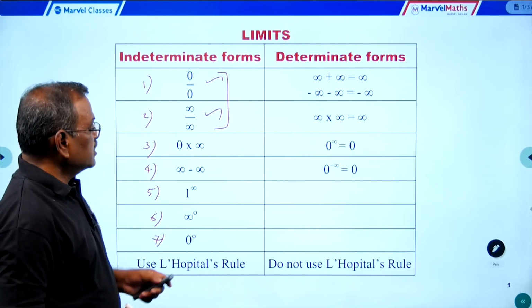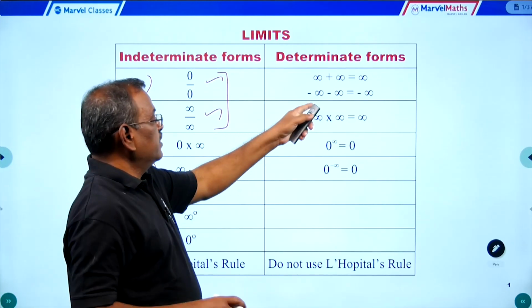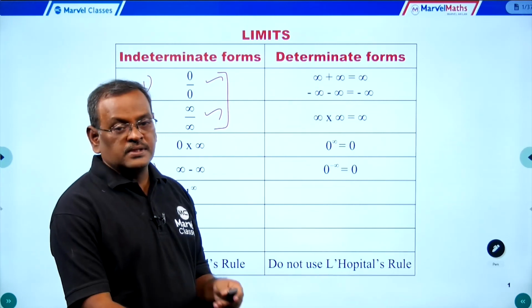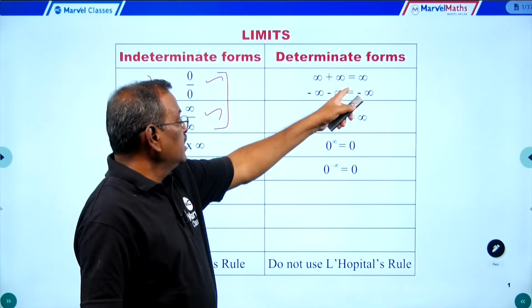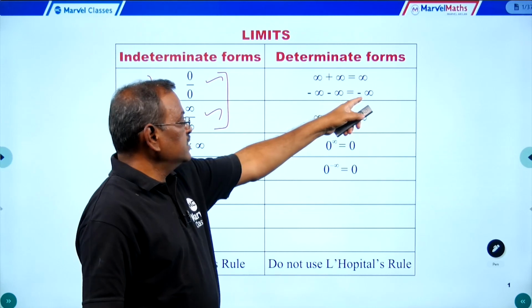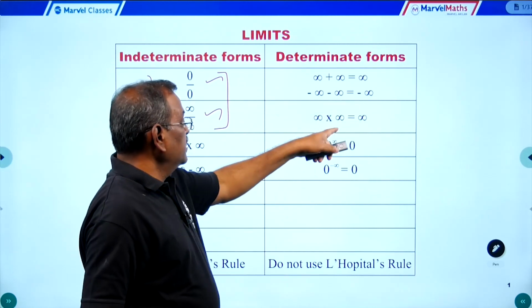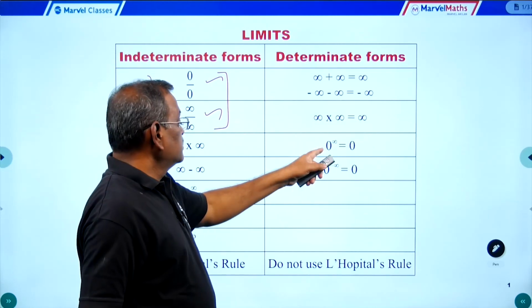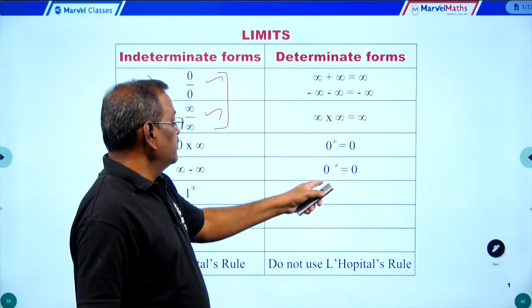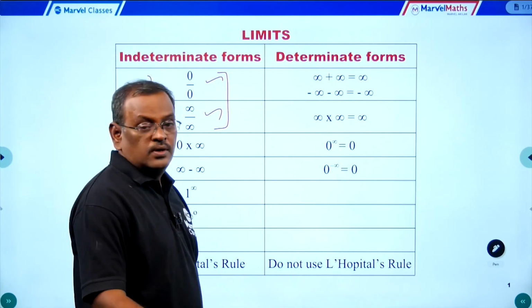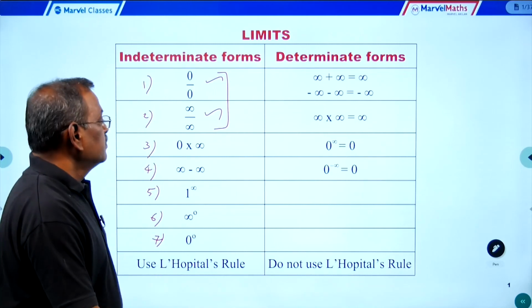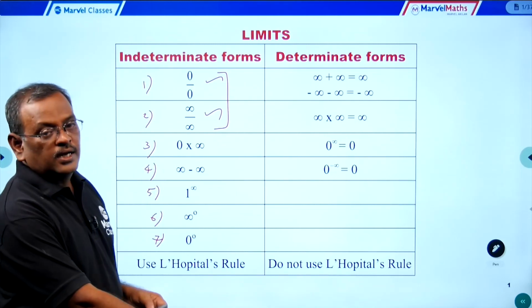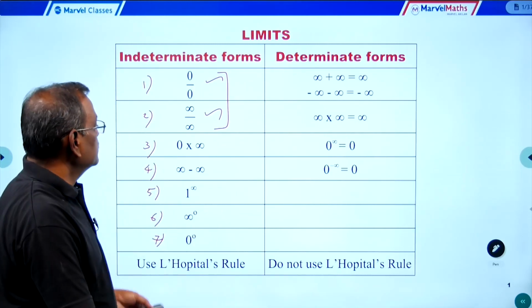And corresponding to this, the determinate forms: infinity plus infinity, a larger number plus another larger number is a larger number. Minus infinity is minus infinity. Infinity into infinity is infinity. 0 power infinity is 0, and 0 power minus infinity is also 0. So these are all the list of determinate forms.